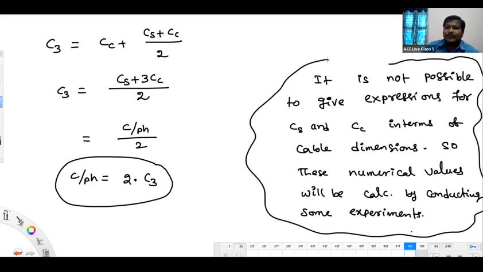All of you getting? It is not possible to give expressions for the capacitances CS and CC in terms of the cable dimensions, like the radius of the cable or the overall radius of the conductor. With respect to these numbers, it is not possible to give an expression for the capacitance value. That's why we are finding these numbers by conducting a set of experiments. Okay, so I think all of you are getting it.